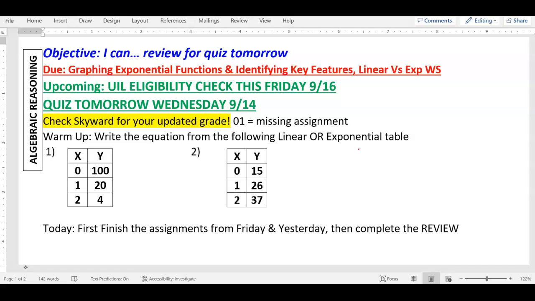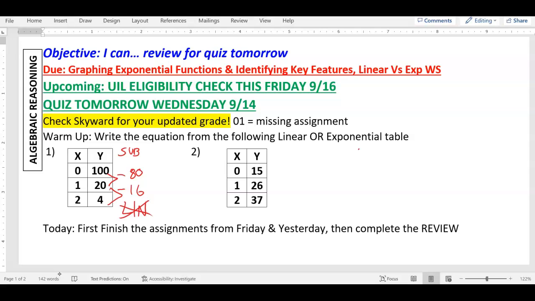So check it out. When you subtract, you're going to do bottom minus top. So 20 minus 100, what's 20 minus 100? Negative 80, okay? Not 100 minus 20, it's not 80. It's 20 minus 100, negative 80. And then what's 4 minus 20? Negative 16, okay? So when we subtracted, did we get the same numbers? No. So that means it's not linear, right?